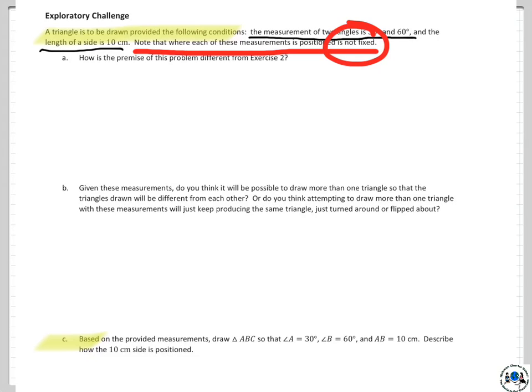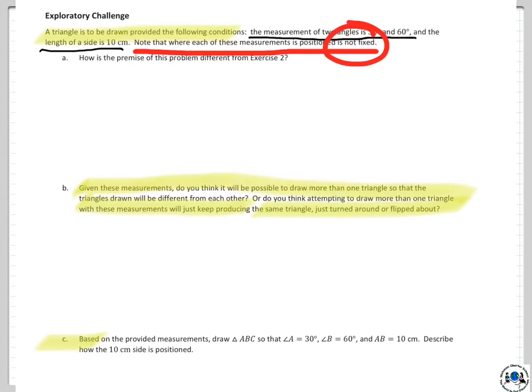It says here, B, given these measurements, do you think it will be possible to draw more than one triangle so that the triangles drawn will be different from each other? Or do you think that attempting to draw more than one triangle with these measurements will just be producing the same triangle, just turned around or flipped about? Okay, well, that's something to think about. I'm not sure what your prediction is here, but once you do think about it, just go ahead and get started.